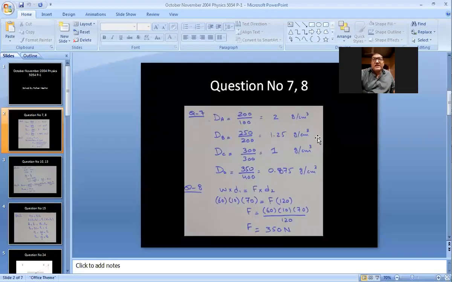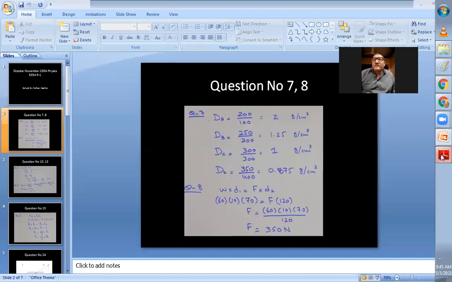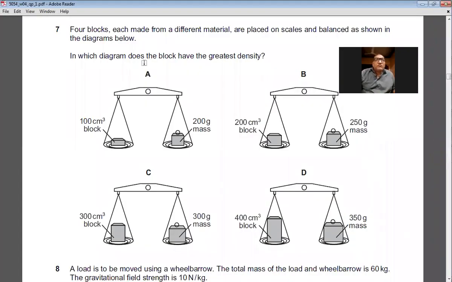Hopefully you have understood, a very easy and straightforward question. So A is the choice. Hopefully you have understood how we have done this.